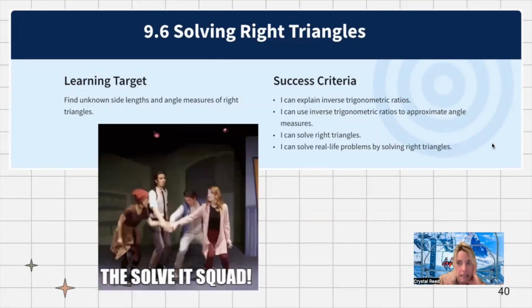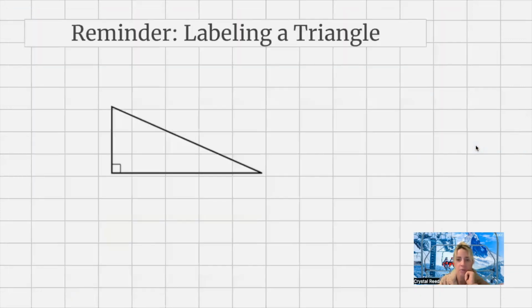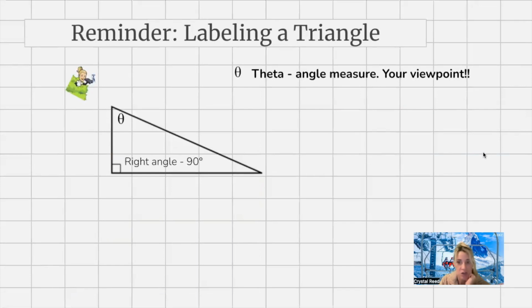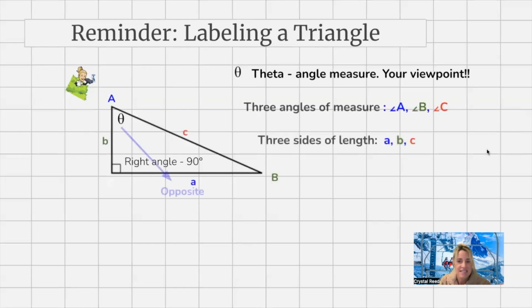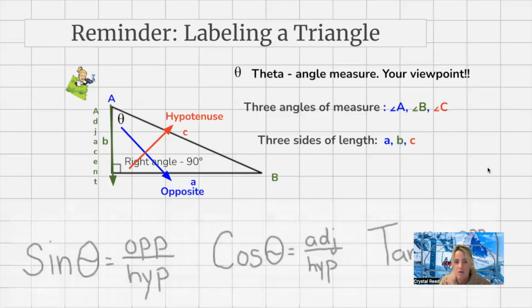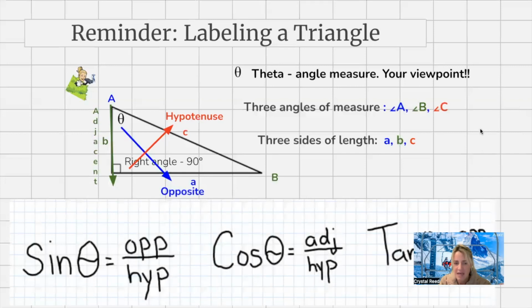Okay, let's go. So a reminder when we're labeling our triangle, again, that 90, the theta is your viewpoint. It's either the angle you know or the angle you want to know. The three angle measures, A, B, and C, side lengths, little a, b, little c. Across from that angle we know is that opposite side, adjacent side, and then our hypotenuse is always the side that is across from the right angle. We have SOHCAHTOA: sine is opposite over hypotenuse, cosine adjacent over hypotenuse, tangent opposite over adjacent.